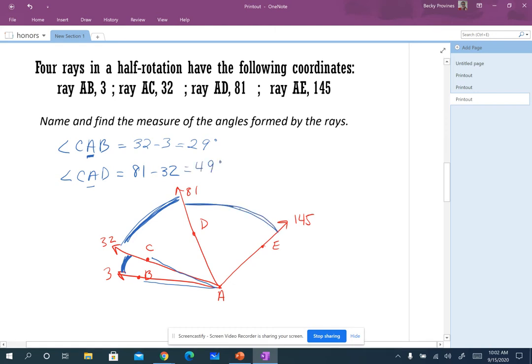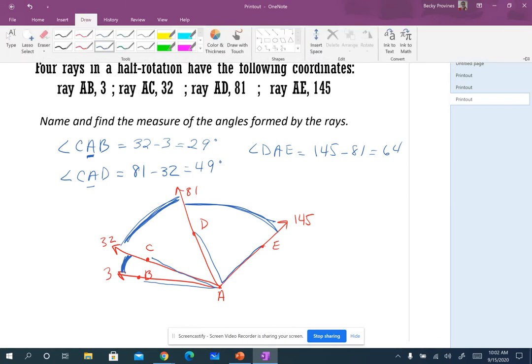Let's find this next big angle. So let's name it DAE or EAD. And 145 minus 81. So I get 64. Now, technically, we could combine some of these together if we wanted to. I'm just going to do one of those.